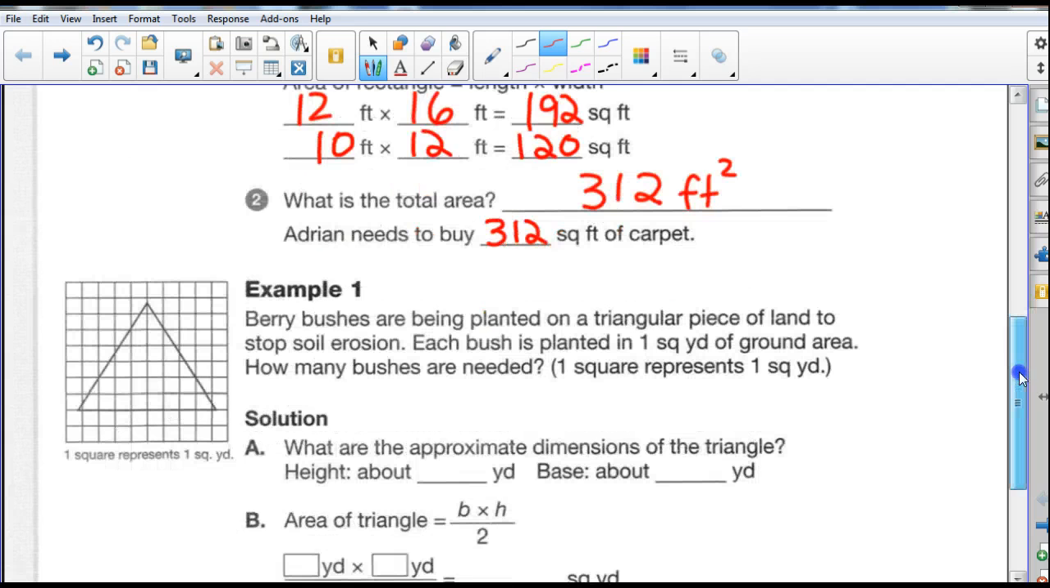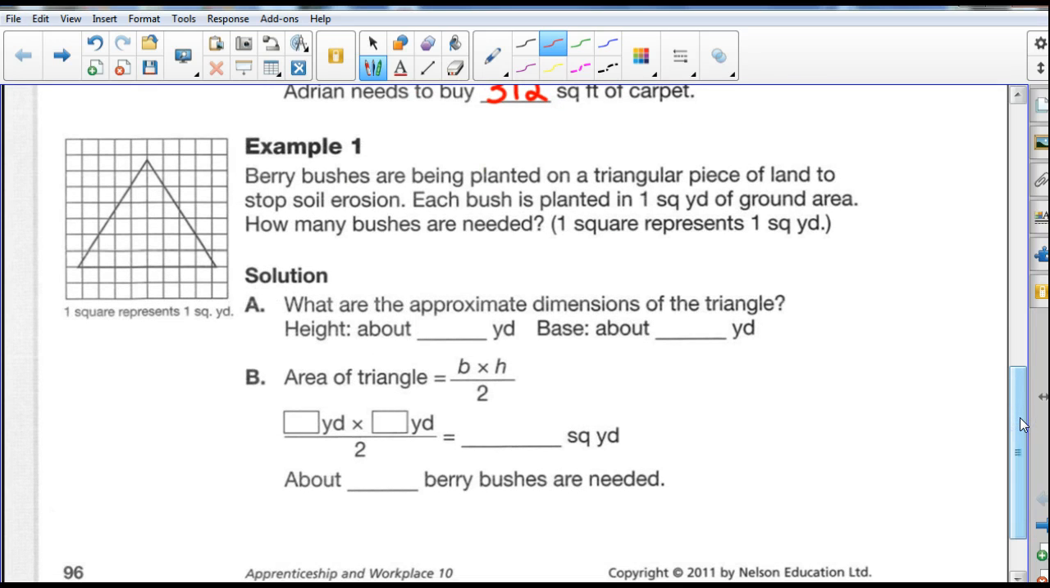Okay, example number 1. Berry bushes are being planted on a triangular piece of land to stop soil erosion. Each bush is planted in 1 square yard of ground area. Okay, so according to our diagram over here, 1 square represents 1 square yard, so it's basically 3 feet by 3 feet. Each bush is planted in 1 square yard of ground area. How many bushes are needed? 1 square represents 1 square yard, so the solution.